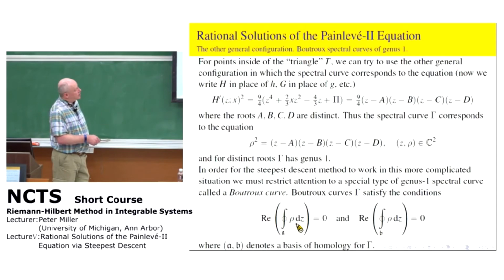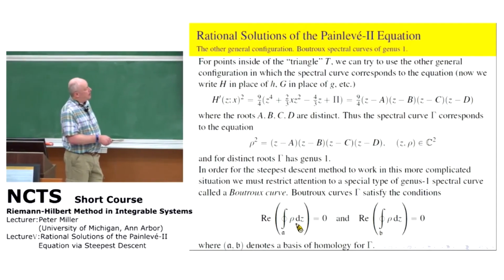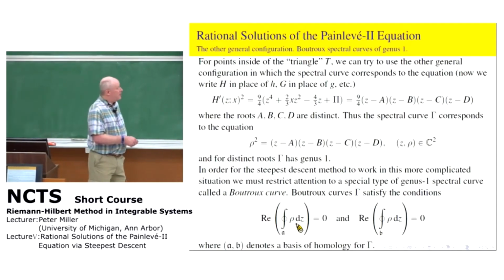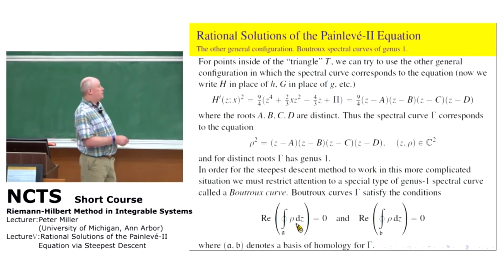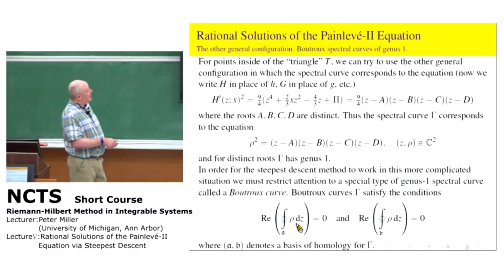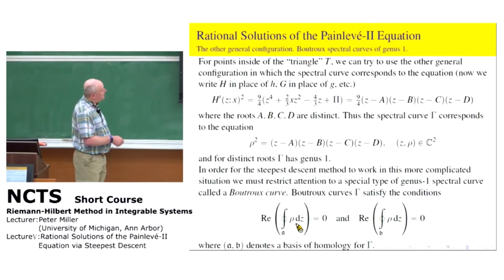That's what's going to define the curve gamma as being a Boutroux curve. So these conditions will show up exactly in our Riemann-Hilbert analysis. That's why we're imposing them. But they have some kind of nice algebraic geometric interpretation, I think. And these are called Boutroux conditions that define a Boutroux curve gamma.